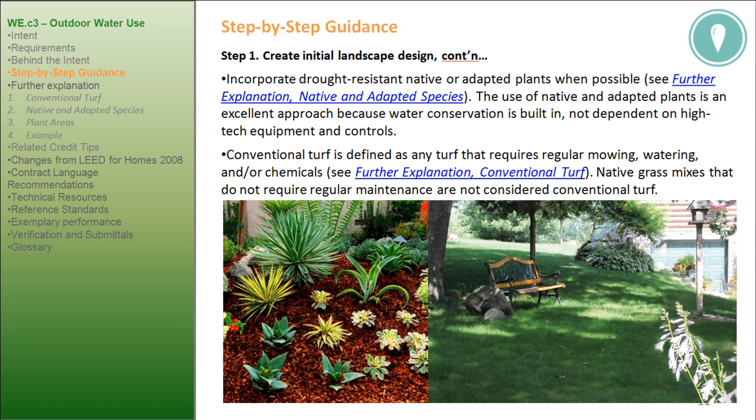See further explanation, native and adapted species. The use of native and adapted plants is an excellent approach because water conservation is built in, not dependent on high-tech equipment and controls. Conventional turf is defined as any turf that requires regular mowing, watering, and/or chemicals. See further explanation, conventional turf. Native grass mixes that do not require regular maintenance are not considered conventional turf.